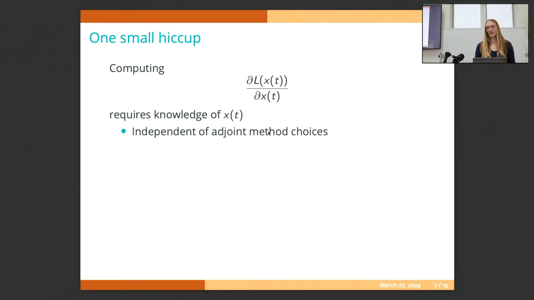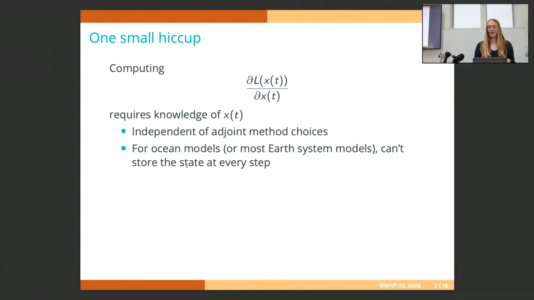This is independent of the adjoint method choices you've made. It's also not possible for most ocean models or Earth system models. I can't store the state at every time step. I would very quickly run out of memory, and it wouldn't be possible to actually compute derivatives like this. Luckily, there's a method/package in Julia that can help me.